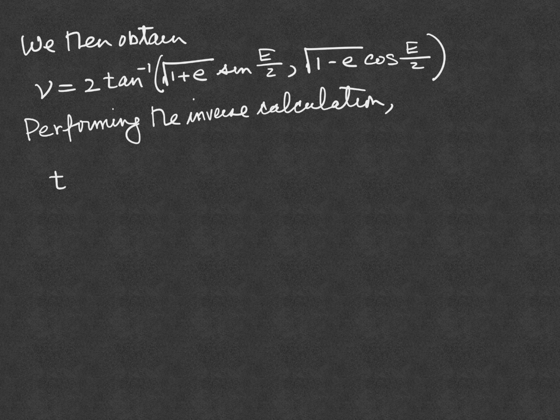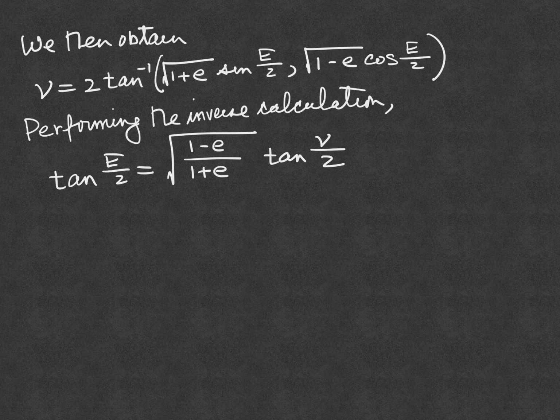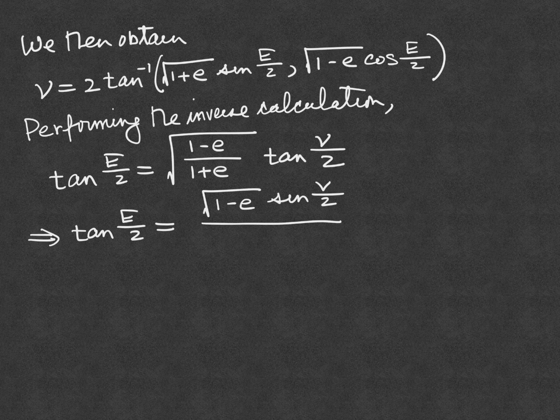we have that the tangent of E over 2 is equal to the square root of 1 minus e over 1 plus e times the tangent of nu over 2. I just basically multiplied across by the square root of 1 minus e over 1 plus e, from which we actually can write that the tangent of E over 2 is equal to, well, in the numerator we'll have the square root of 1 minus e times the sine of nu over 2, and in the denominator we'll have the square root of 1 plus e times the cosine of nu over 2.